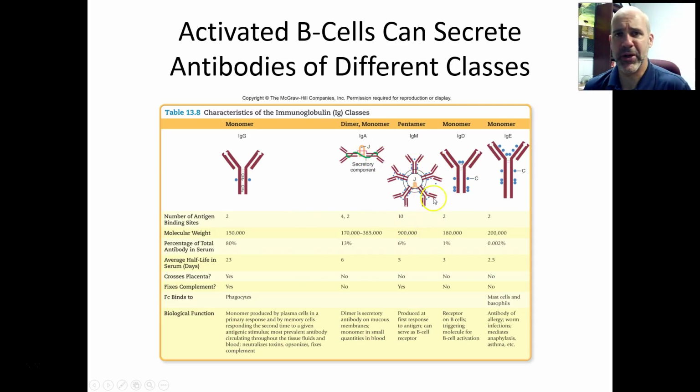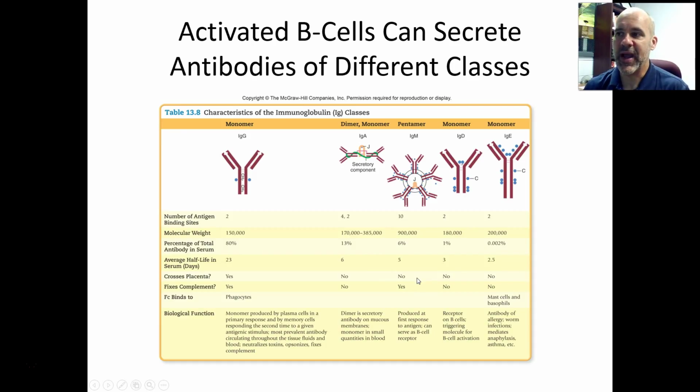So those are going to be really good at clumping, that agglutination we talked about, because a single antibody could attach to 10 different copies of the same microorganism. So 10 antigen binding sites. They don't last very long, though. They only have a half-life of about 5 days. Y'all know what half-life means?